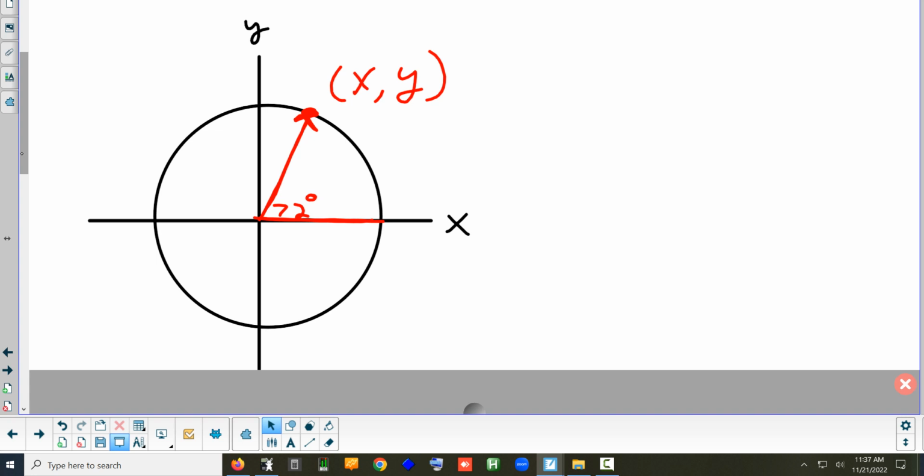The quick reason why we can do 30s and 45s is because there's a special right triangle called the 30, 60, 90, and there's another special right triangle for the 45, 45, 90. There is no really special right triangle for the 72, 18, 90. Nobody knows that. So we're going to be able to do the two that are well known: 30, 60, 90 and 45, 45, 90.